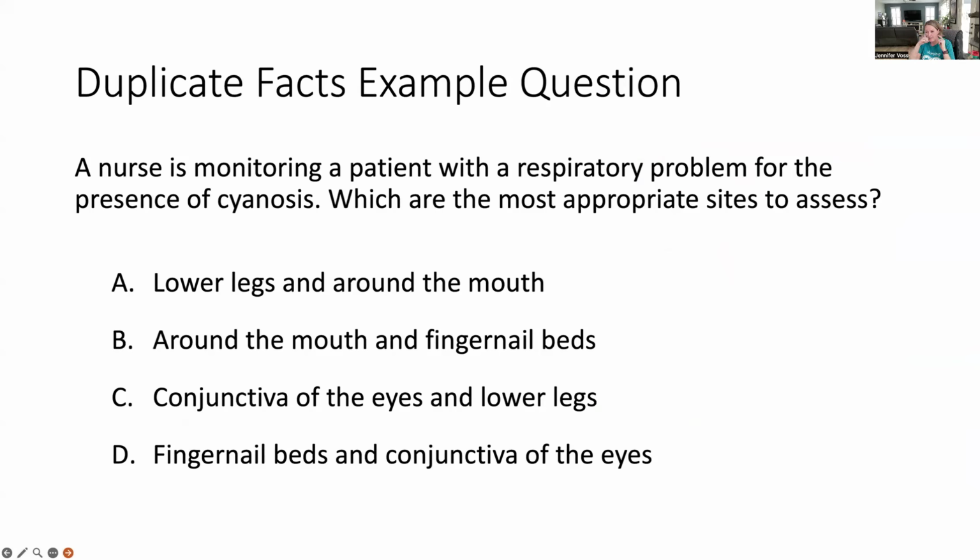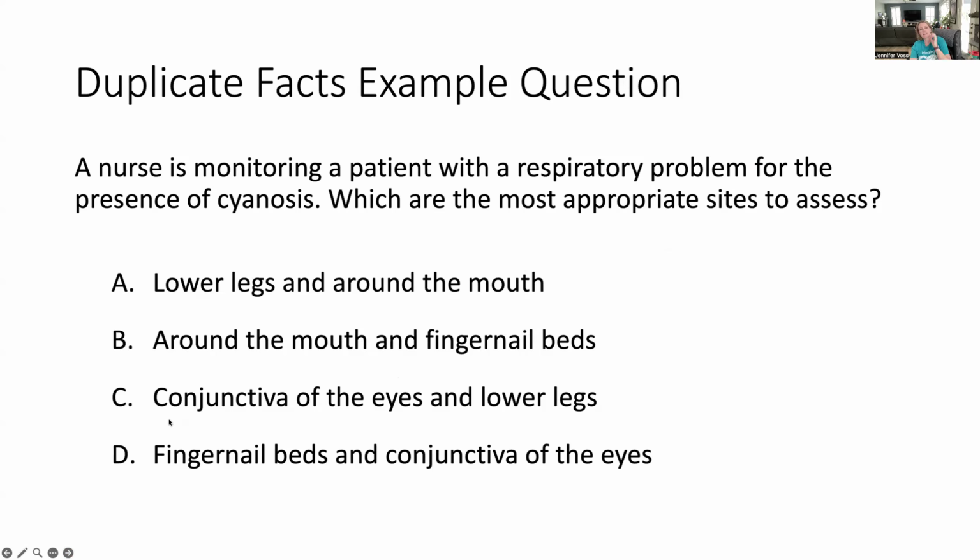But okay, so I know that when I think about cyanosis, I think about blue lips. So even if I know nothing else, let's go into answering this with this. I'm going to stay here. All right, lower legs. I don't know about lower legs, but I do know about around the mouth. So maybe A is a possibility. Around the mouth, yes. And the fingernail beds. I'm not sure about the fingernail beds, but I do feel pretty good about this around the mouth.